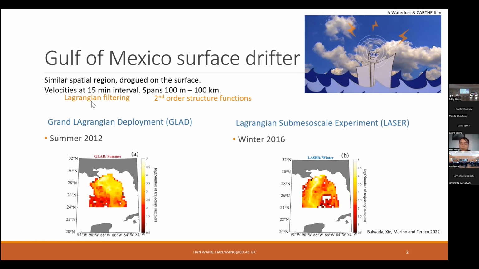So the main novelty of this work is to combine the fine temporal and spatial information of these drifter datasets by applying a Lagrangian filter onto some operations of the second-order structure functions. Finally, I want to remark that a main difference between the GLAD and LASER datasets is that the GLAD data is taken in summer and the LASER is taken in winter.